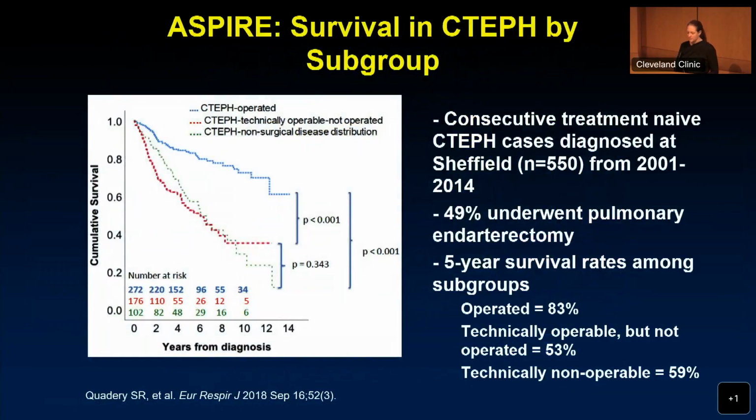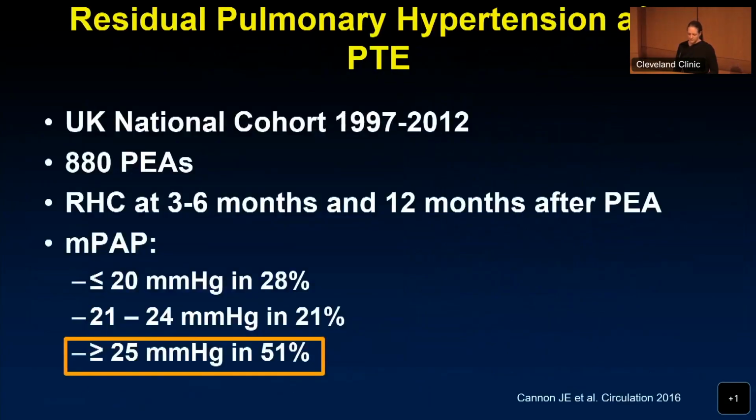Long-term, patients that are operated on survive much longer than patients that are either inoperable or operable but have comorbidities that would keep them from going to surgery. So again, surgical consideration and operability assessment is key for these people.